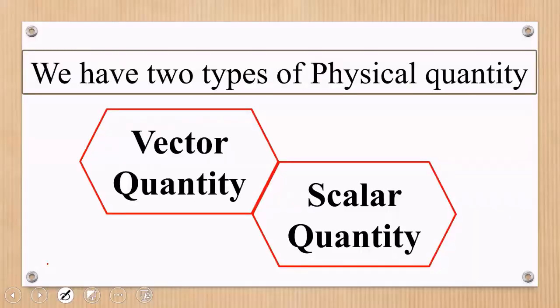Before we do that, let's understand the basic concept about vectors. We have two types of physical quantities: the vector quantity and scalar quantity. When we talk of physical quantity, we are just making reference to quantities that can be measured, like weight, force, velocity, mass, length, and so on. All these physical quantities can be categorized as vector and scalar.